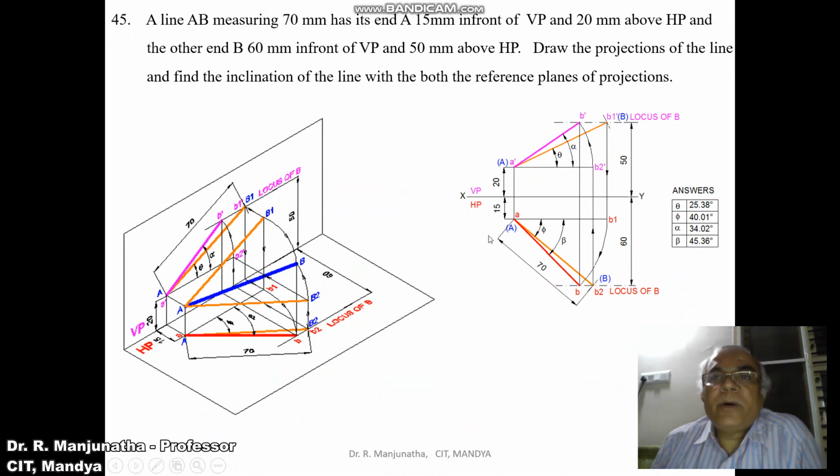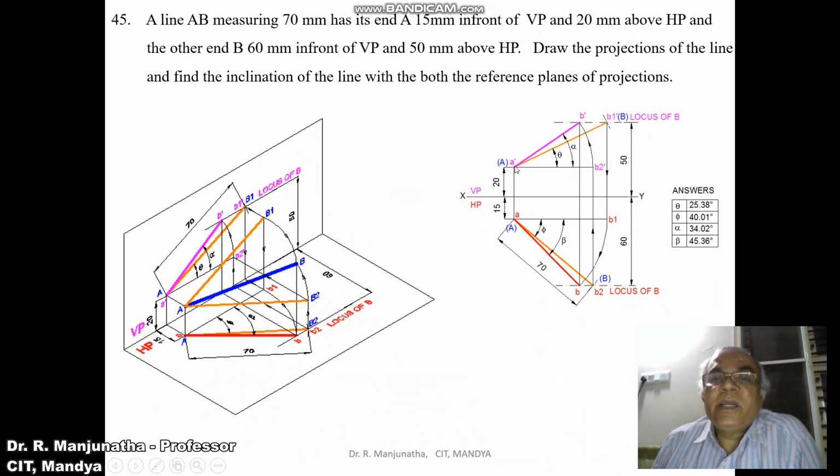So using the compass, you measure a distance of 70 mm, and with A dash as center, cut an arc on the locus of B in the front view and you mark this point as B1 dash. Since it is capital AB, you mark this point as capital A and this point as capital B. Similarly, with A as center, taking the same radius, you cut an arc on the locus of B in the top view and you mark this point as B2, and capital B in bracket, and here capital A in bracket.